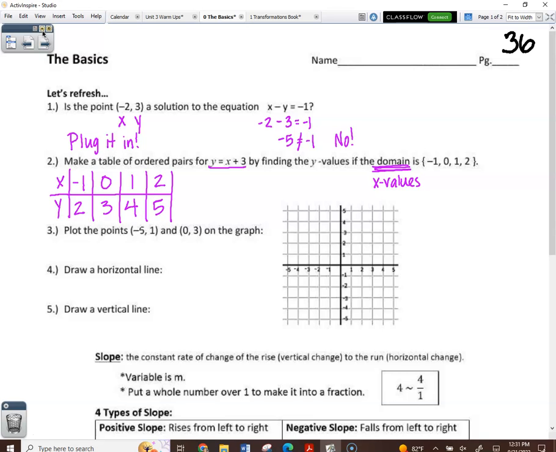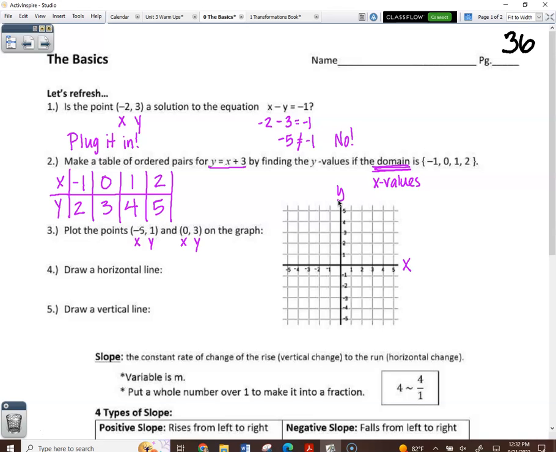Refresh your memory on coordinate points. They are x and y values, correct? What direction does the x-axis run? Horizontal. The x-axis runs left to right. What direction does the y-axis run? Up and down. Okay, the x-coordinate is the first one, and it controls moving the same direction that the x-axis runs, which is left or right.